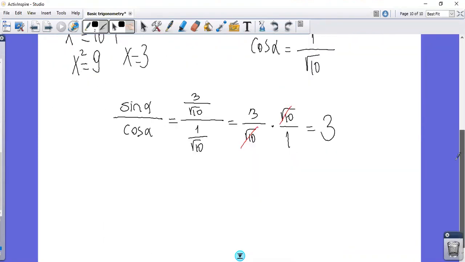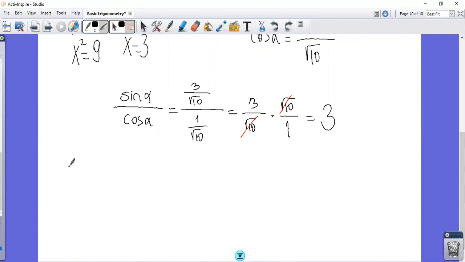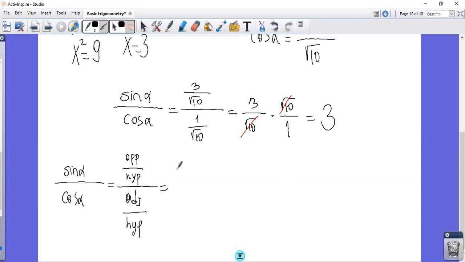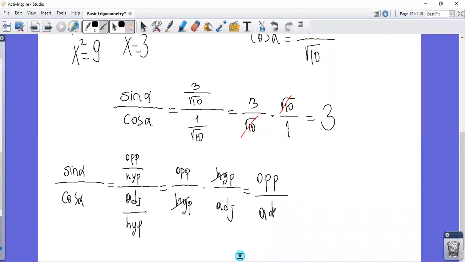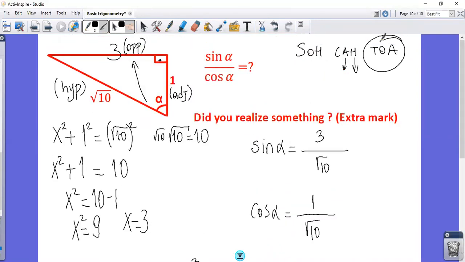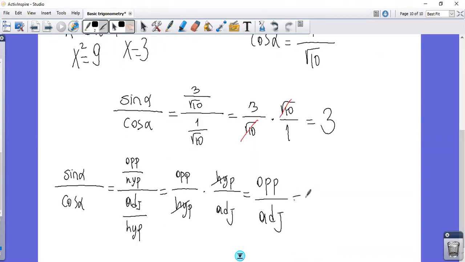So did you realize something? Well, let me explain that. All right, so what was sine of alpha? Let me write sine of alpha over cosine of alpha. Sine of alpha is opposite over hypotenuse. Cosine of alpha is adjacent over hypotenuse. So the first fraction will be written opposite over hypotenuse times, we are going to take the reciprocal of the second one, hypotenuse over adjacent. So the hypotenuse and hypotenuse will be canceled out. So we are left with opposite over adjacent. What is opposite over adjacent? Tangent is opposite over adjacent. So we can say this is tangent of alpha.